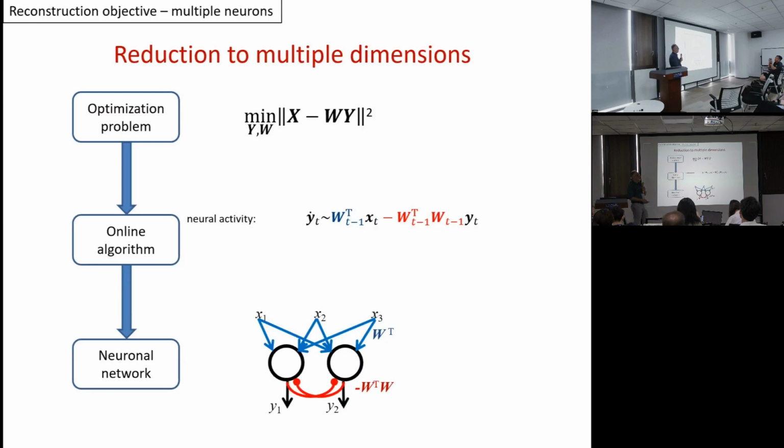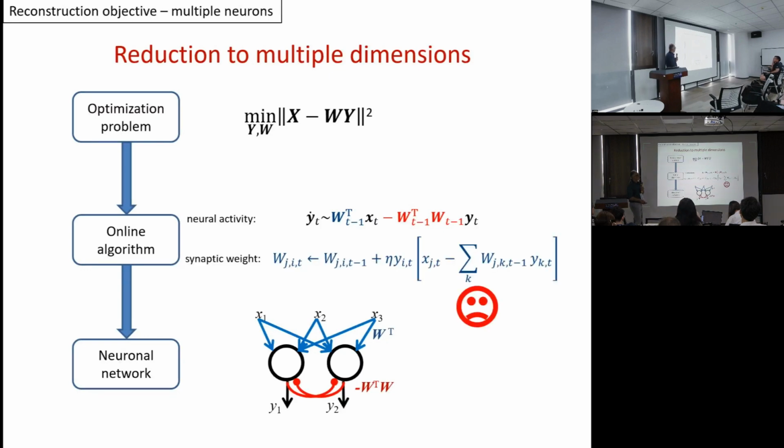Of course, I have to tell you what the learning rule is. And the learning rule we can obtain by taking the derivative of this same objective with respect to W, just like Oja did. And so then we get eta, y, x, all good. But now we have to sum over all other channels. And this is a big problem.